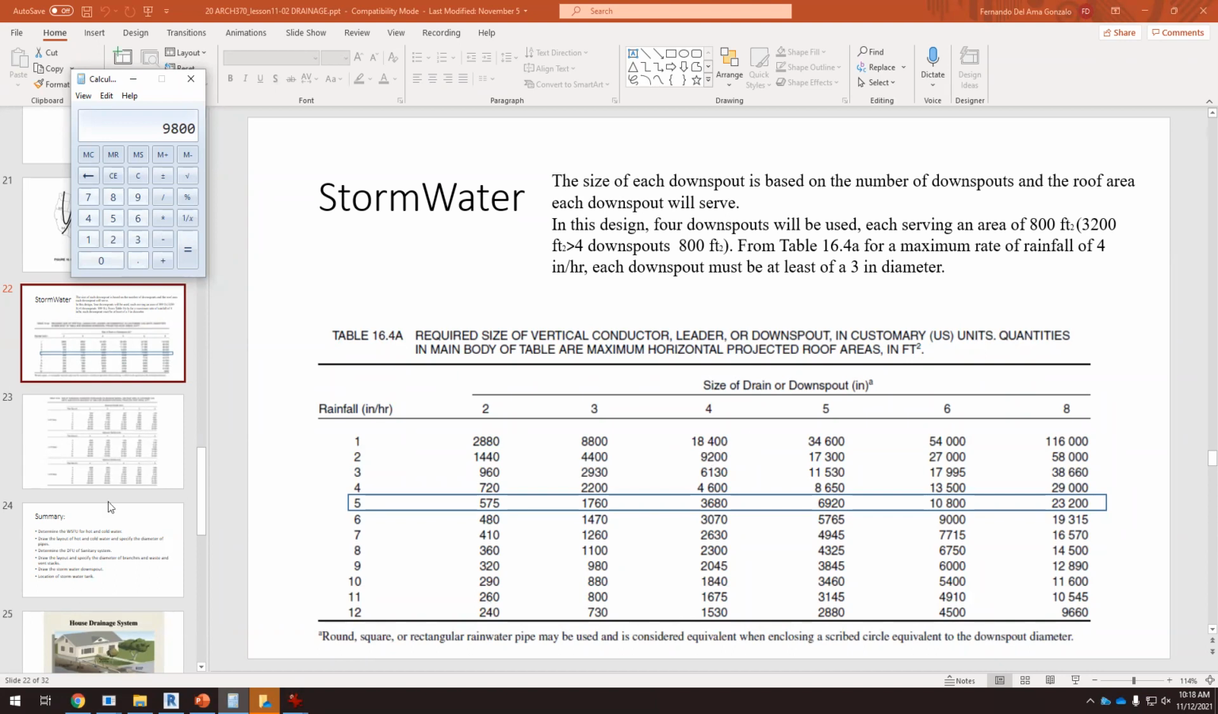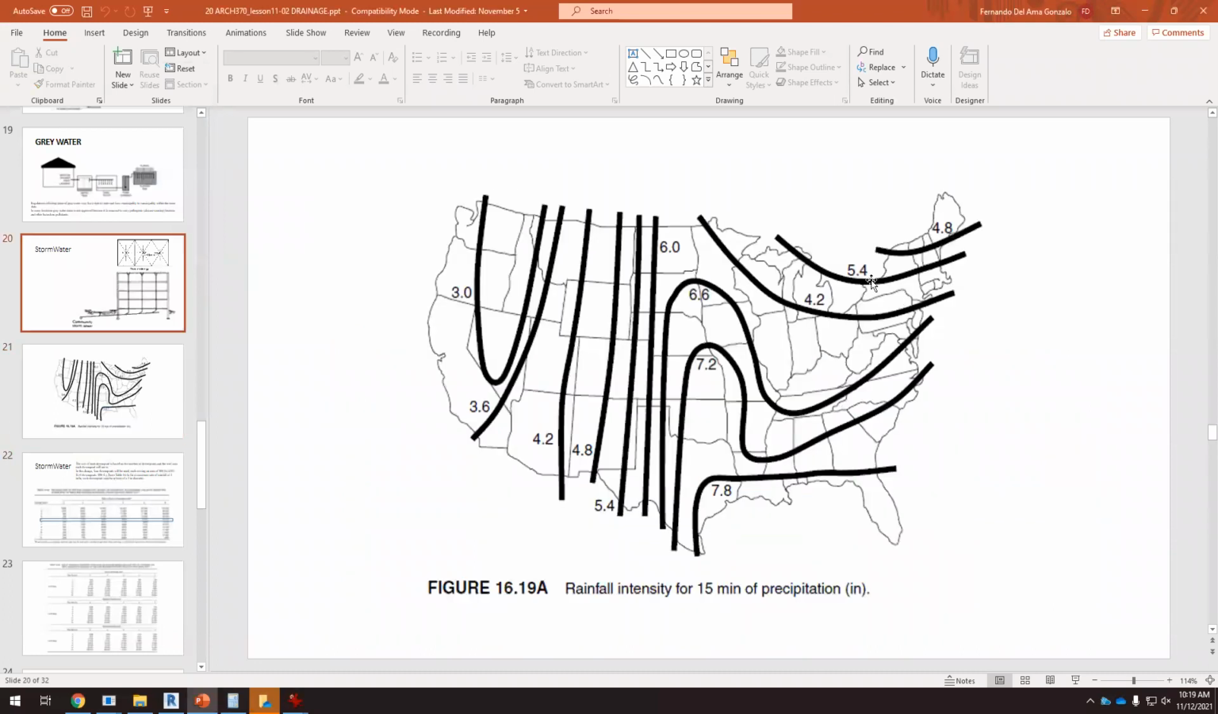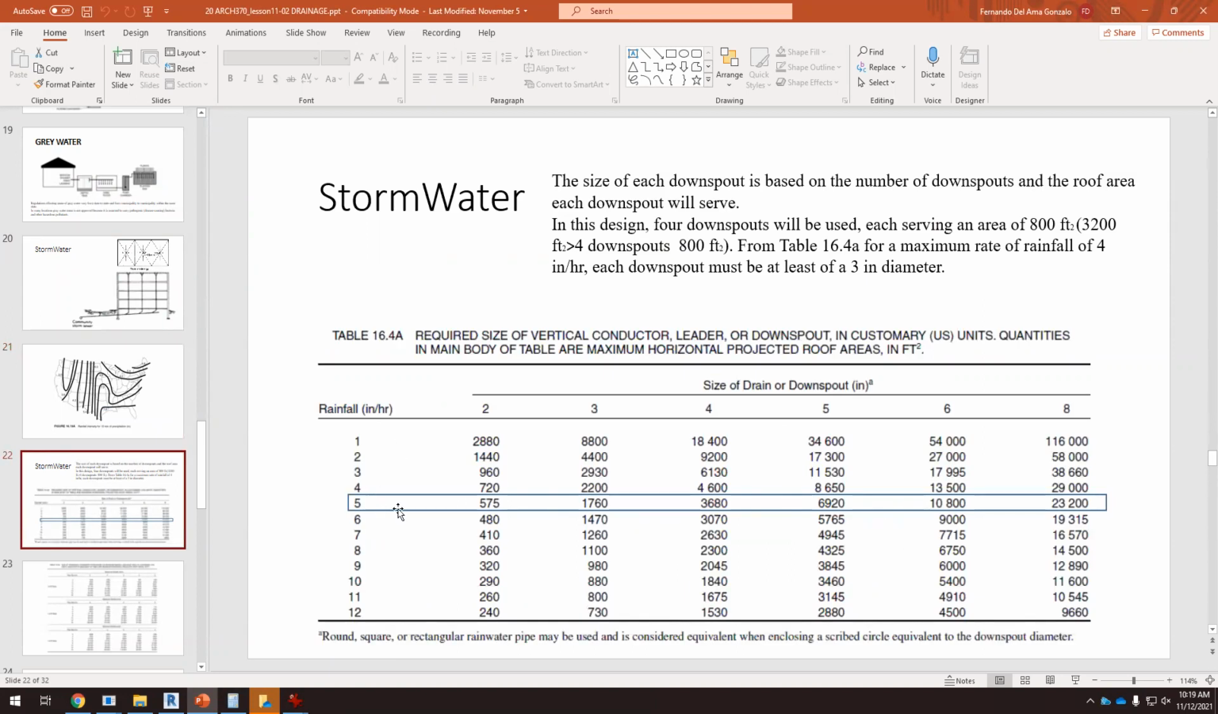So there's a map here. Remember this map? And here we are in New Hampshire. We are 4.8, 5.4. Okay, to be on the safe side, I would take 6. Okay, it's more than 5. So according to this is 6. The rainfall that we have to use in this table. Okay, so we can put this down.